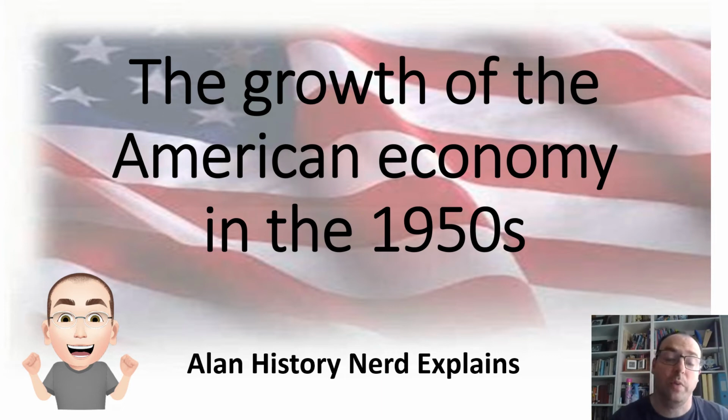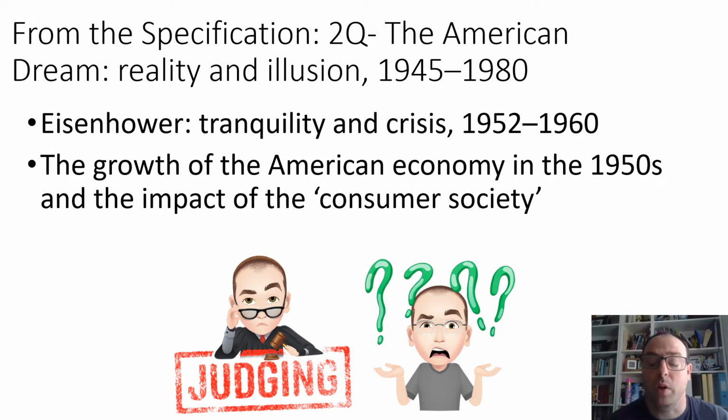In this video, I'm going to be looking at the growth of the American economy in the 1950s and the idea of consumer society. So this is another one in my series looking at the A-level history specification 2Q, The American Dream, Reality and Illusion, 1945 to 1980. And this is from the section on Eisenhower, Tranquility and Crisis, 1952 to 1960. And we are looking more precisely at the growth of the American economy in the 1950s and the impact of the consumer society.